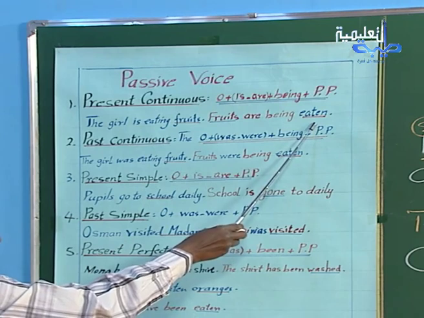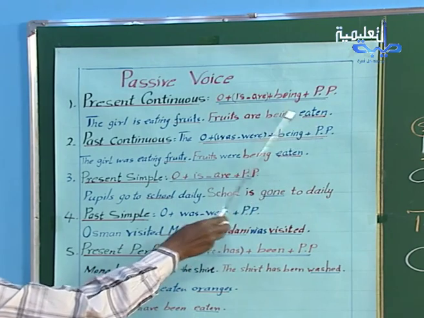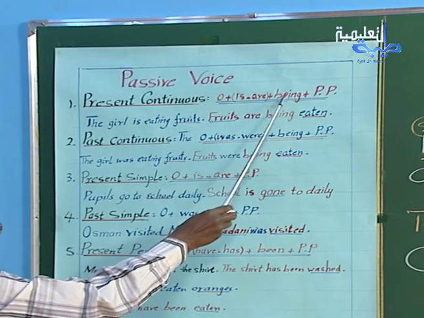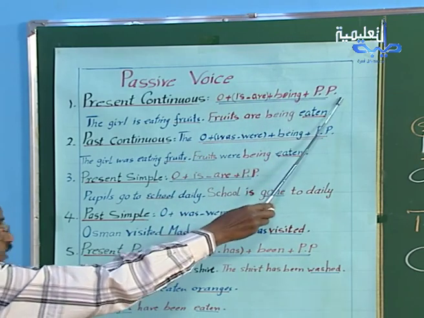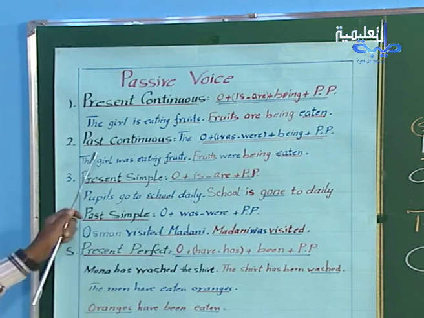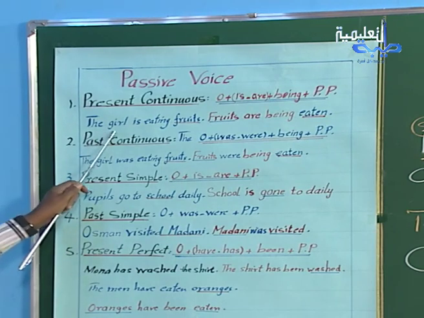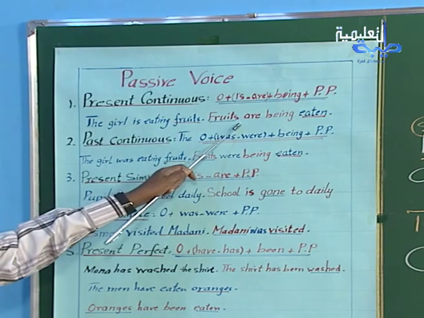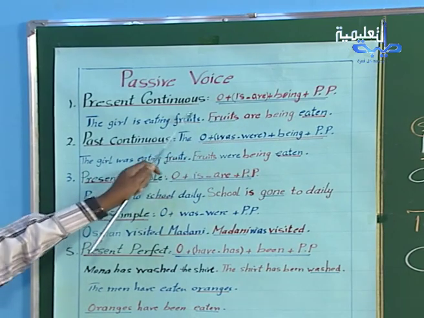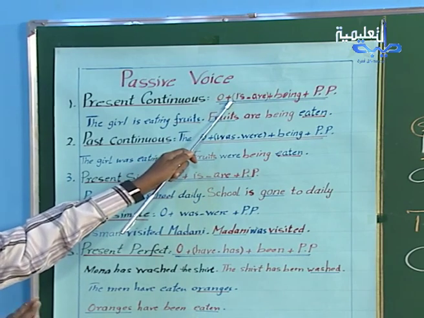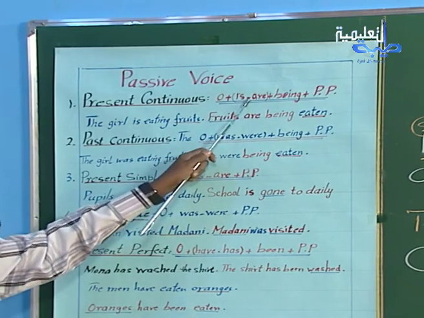This is for the present continuous. For the present continuous, the rule is object plus is or are plus being plus past participle. Look here. You see, this is for the present continuous. You should keep the rule by heart, because when you keep the rule, you are going to write it correctly.